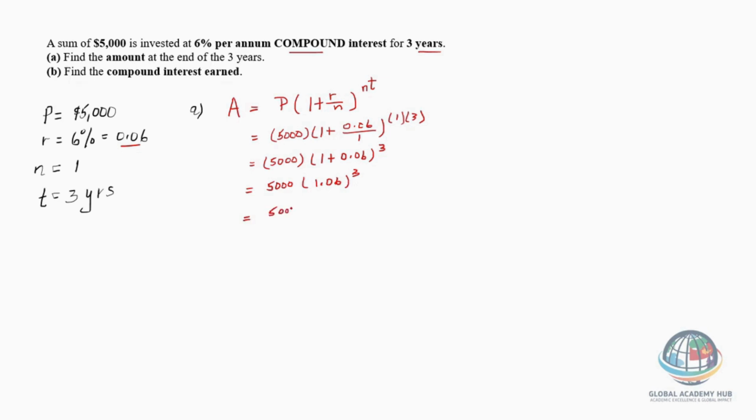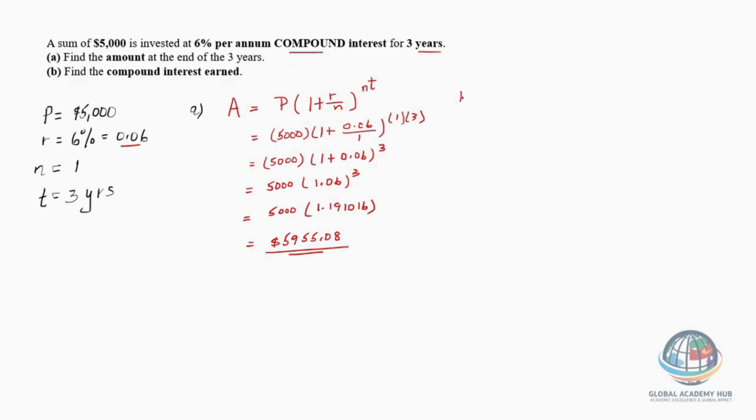So this is 5,000 multiplied. So we're going to take 1.06 to the third power, and we're going to get 1.191016. And that's going to give us 5,955.08. And that's our answer for part A. That's the amount at the end of 3 years.